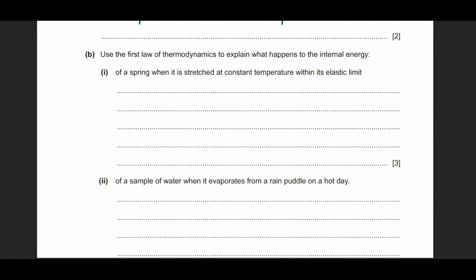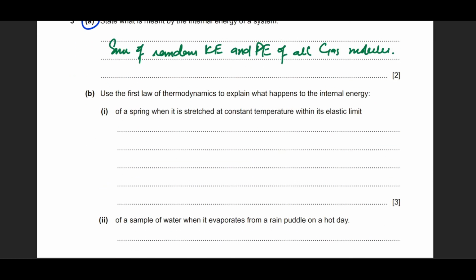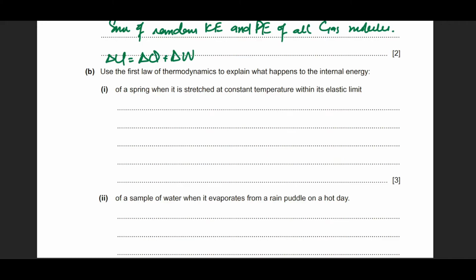Use the first law of thermodynamics, which is delta U equals delta Q plus delta W. Q is heating, W is work done. Work done could be due to a change in shape, a change in pressure, a change in volume of the gas, or any sort of work done depending on the system. Q will be primarily heating only, heating or cooling.